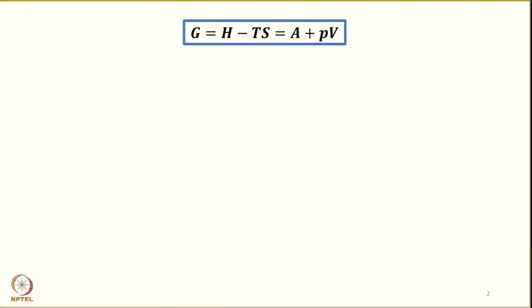Today, we talk about Gibbs energy or Gibbs function. How do we define Gibbs energy? Gibbs function is defined in terms of enthalpy and entropy. If someone asks you a question, what is Gibbs energy or what is Gibbs function? The straight answer is that Gibbs function or Gibbs energy is G is equal to H minus TS. As usual, this G, H or S, these are system properties.